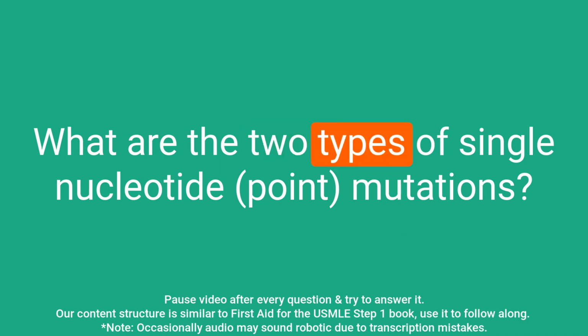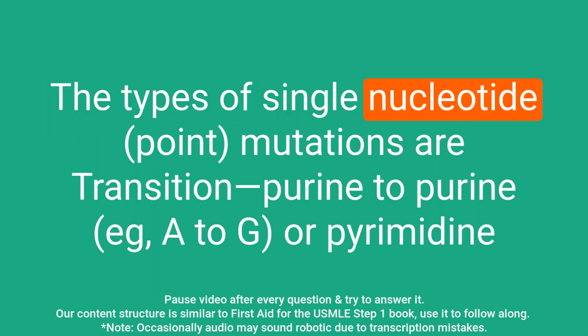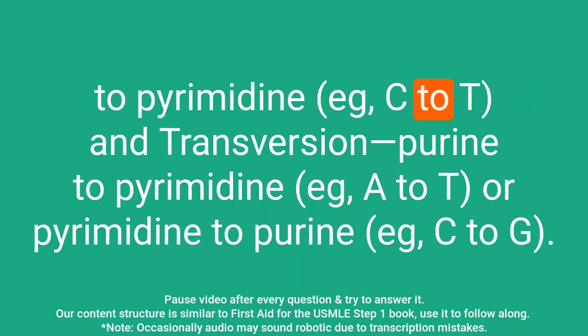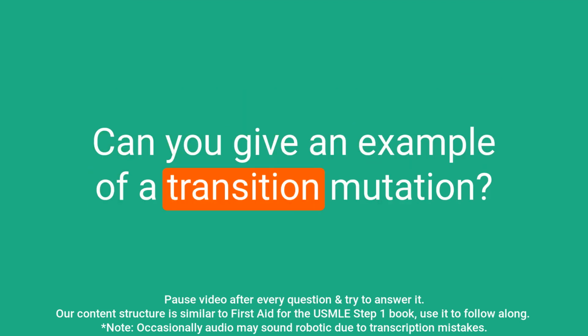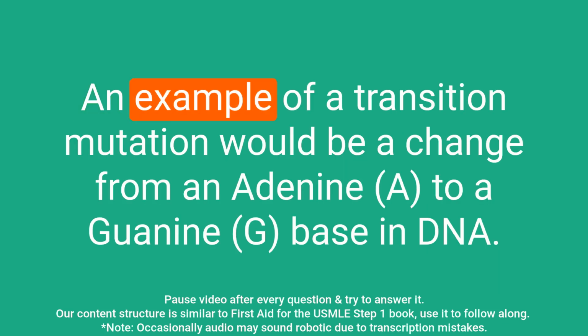Question: What are the two types of single nucleotide mutations? Answer: The types of single nucleotide mutations are transition, purine to purine or pyrimidine to pyrimidine, and transversion, purine to pyrimidine or pyrimidine to purine. Question: Can you give an example of a transition mutation? Answer: An example of a transition mutation would be a change from an adenine to a guanine base in DNA.